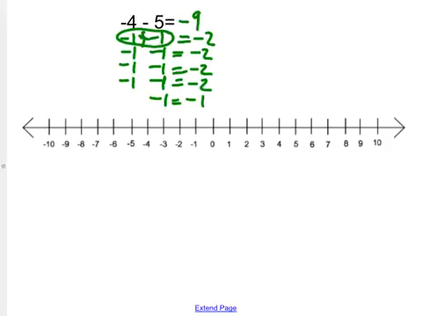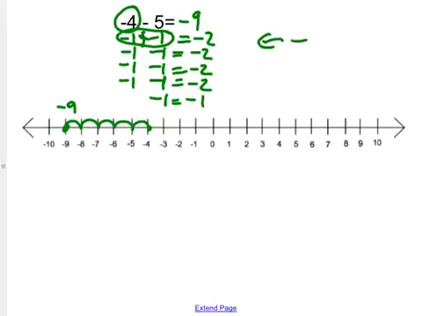Now, if I think of this as directionality on my number line, I'm starting at -4, and I'm moving to the left because I'm subtracting 5 times. 1, 2, 3, 4, 5, which gives me my -9 also.